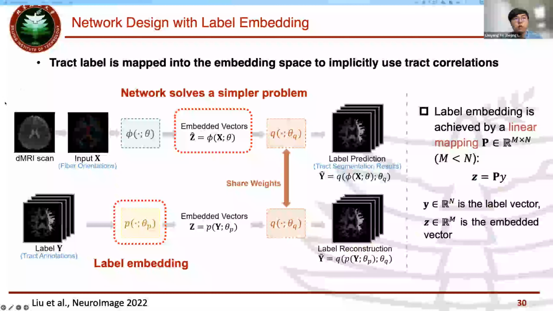So this is what our network with label embedding looks like. Instead of directly predicting the tract labels, we predict lower dimensional embedded vectors, which reduces the difficulty in the estimation. Then we have another reconstruction module that just recovers the label maps from these lower dimensional embedded vectors. Okay, this is the general idea. Again, this is an educational talk, and I will not go into the details of this one. If you're interested, you may refer to our paper published 2 years ago.